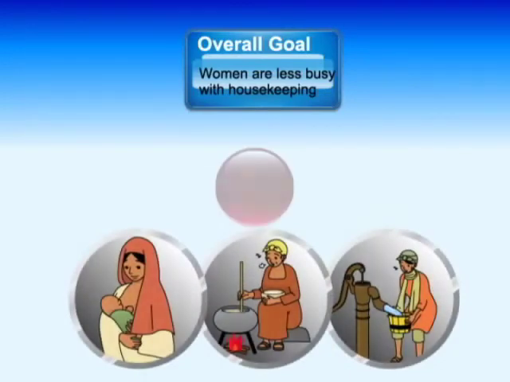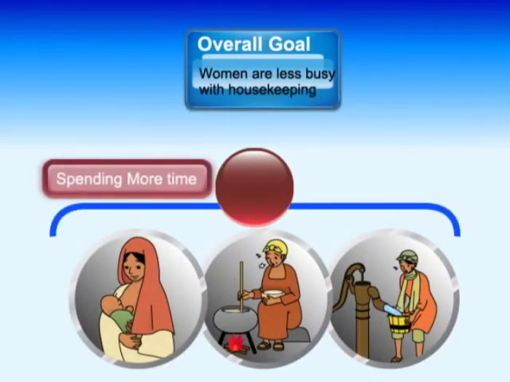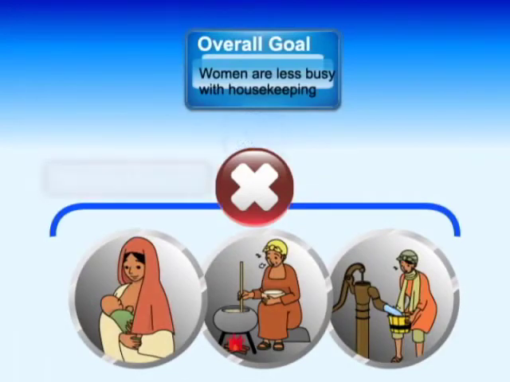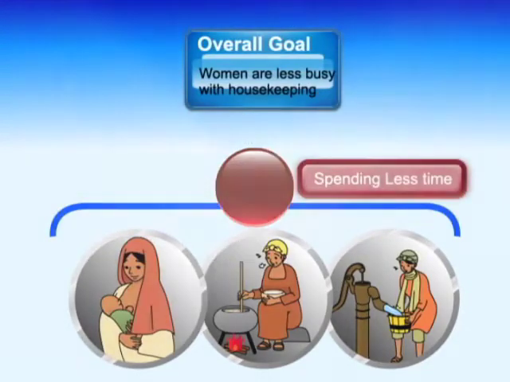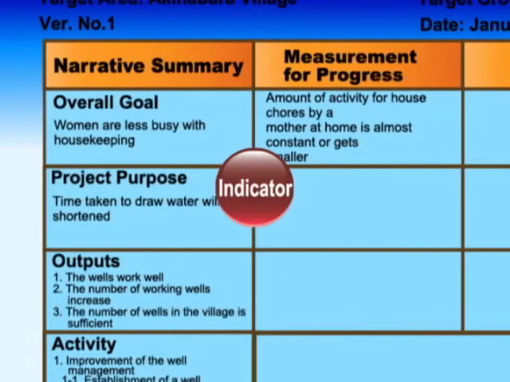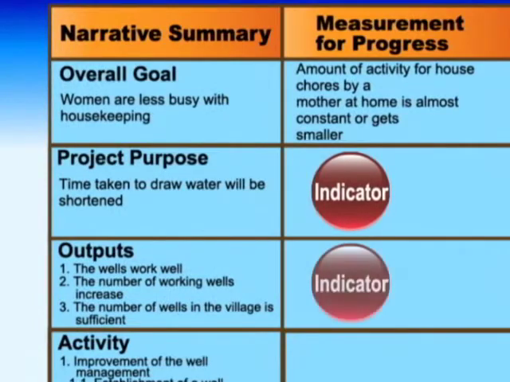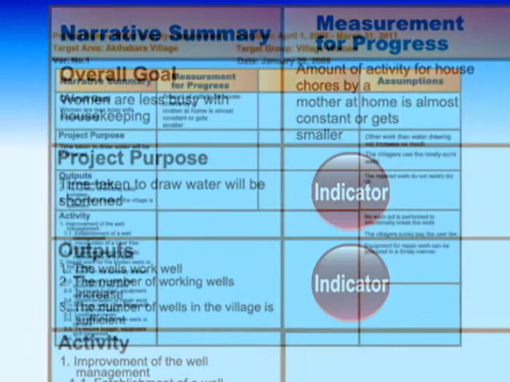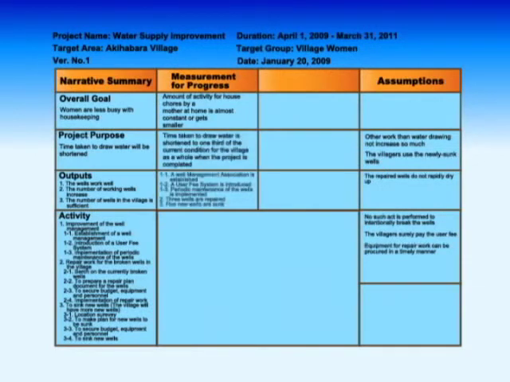So, if a mother at home is spending more time for housekeeping, progress to achieve the overall goal is not taking place. And if she is spending less time, it can be judged that the overall goal is being achieved. Such indicator for judgment on progress should also be given to project purpose and each of the outputs. When the measurement for progress is completed, let us move on to the data sources.